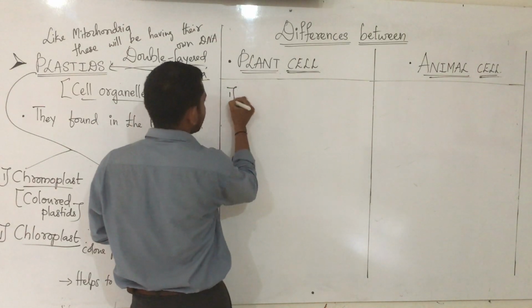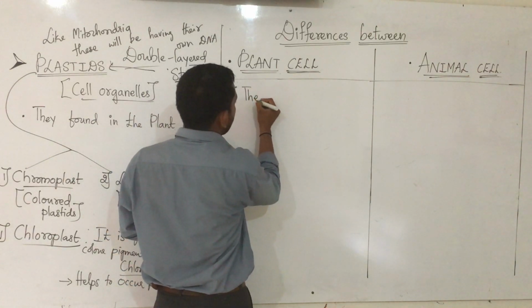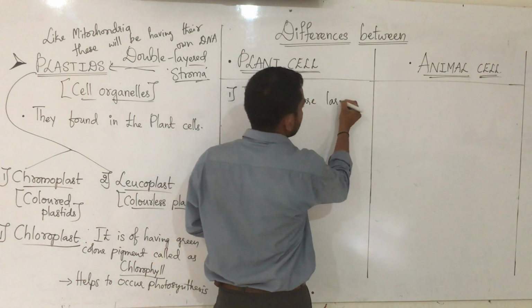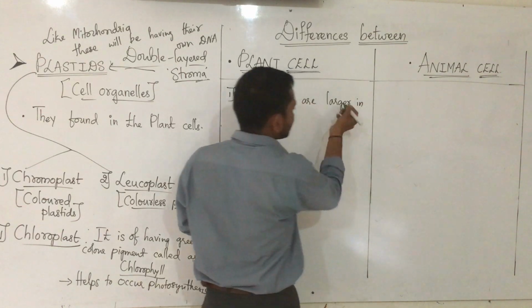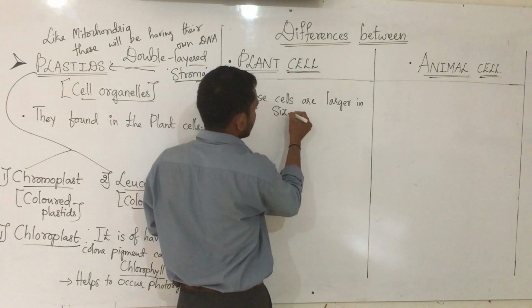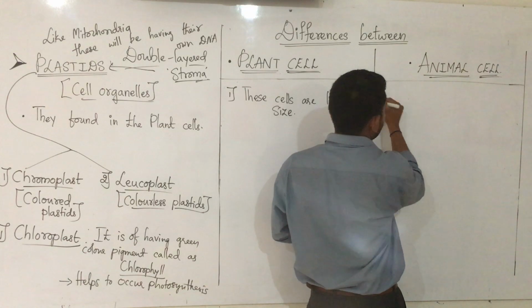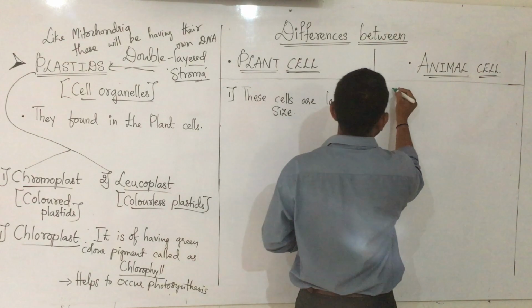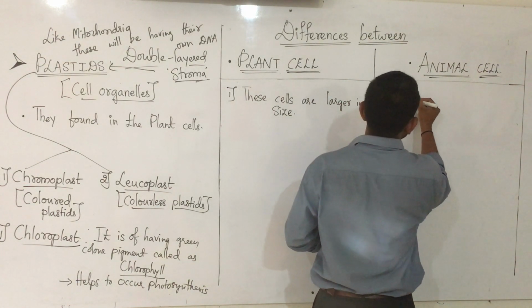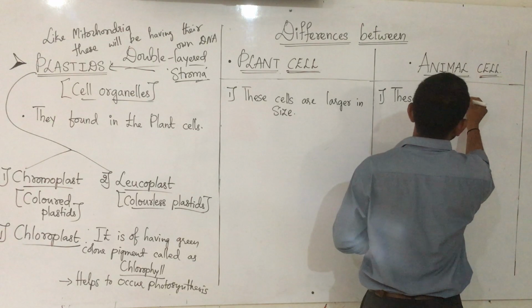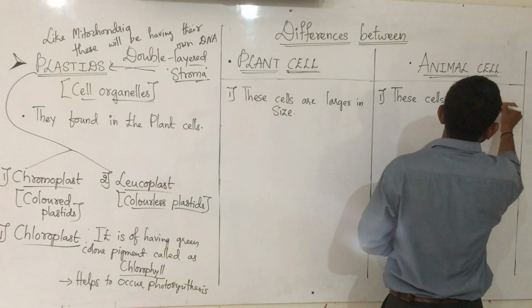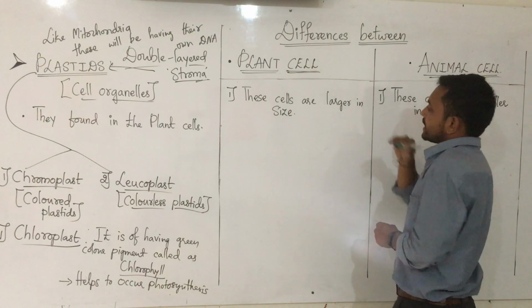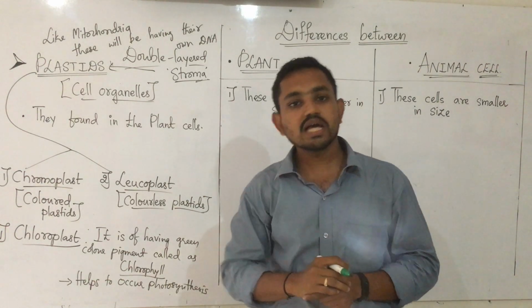So see here, the first difference is these cells are larger in size, or bigger in size. Here in the animal cell, these cells are smaller in size. This is the first basic difference. These cells are smaller in size as compared to the plant cell. So animal cells have a small size.